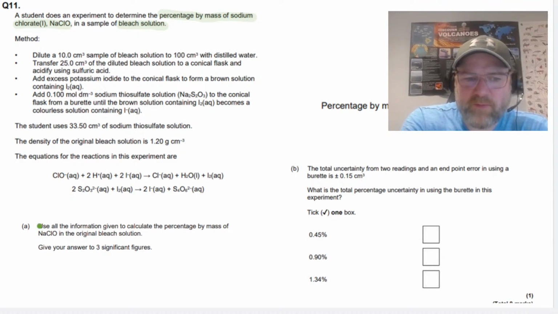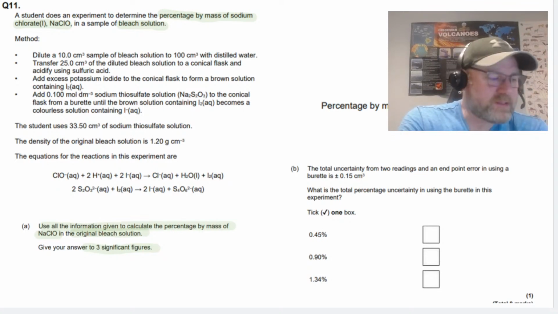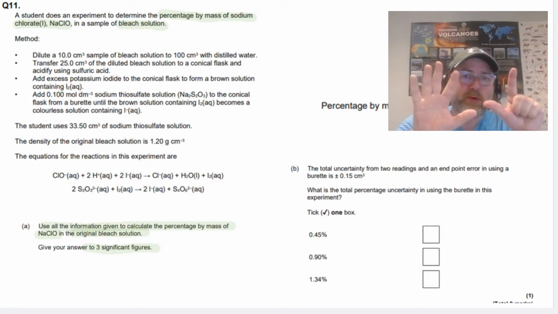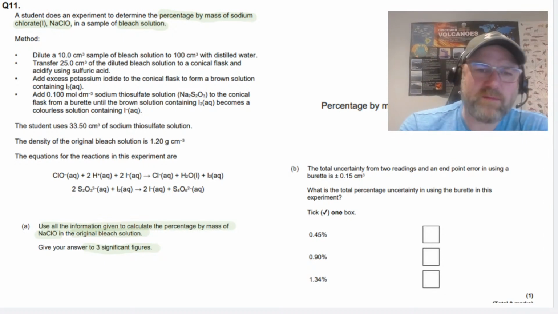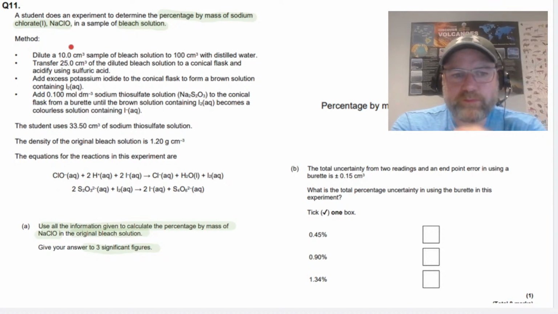And actually, if we come right to the bottom: use all the information given to calculate the percentage by mass of NaClO in the original bleach solution, and give your answer to 3 significant figures. And this is a 7-mark question, all right? So this is worth 7 big bad boy marks. So it should take you about 7 minutes, without me waffling, to actually do this question. So let's have a little look.